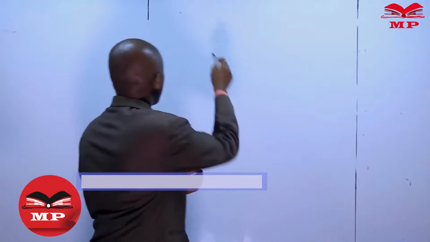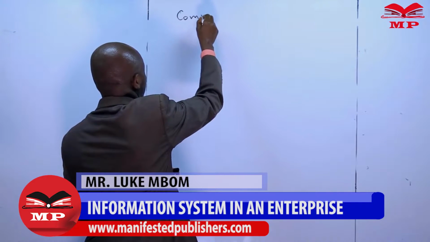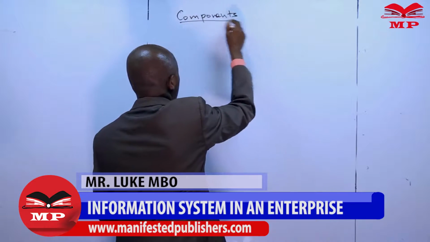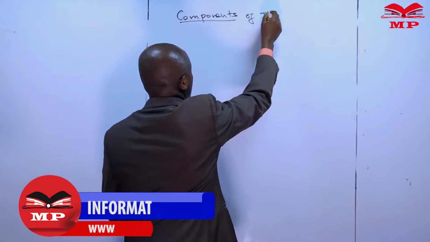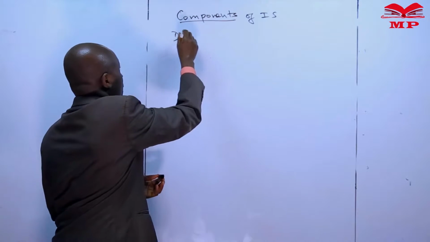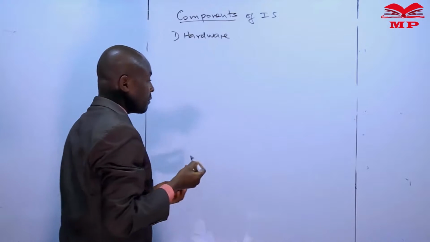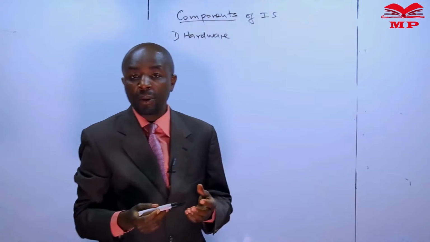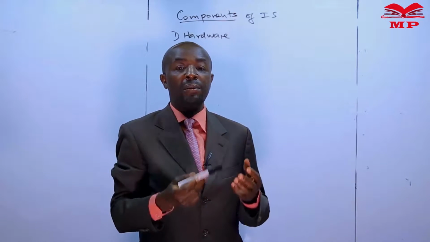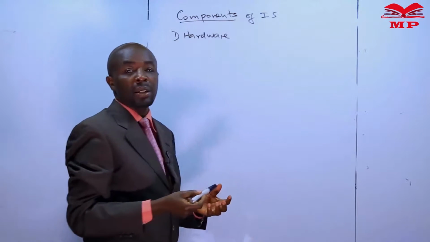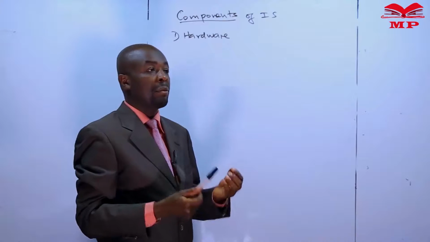Then we need to know about the components of an information system. This is general to all information systems. We have 5 key components of information systems. One is called hardware. And what is this component all about? We are talking about the devices, the computer tangible elements that will help us to implement an information system.